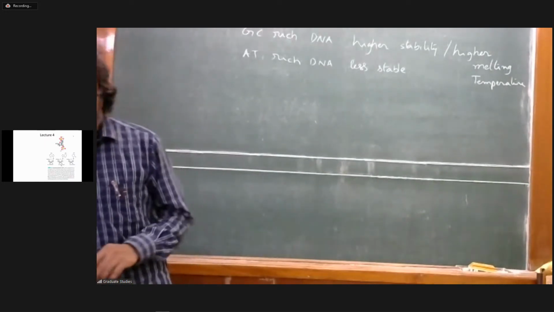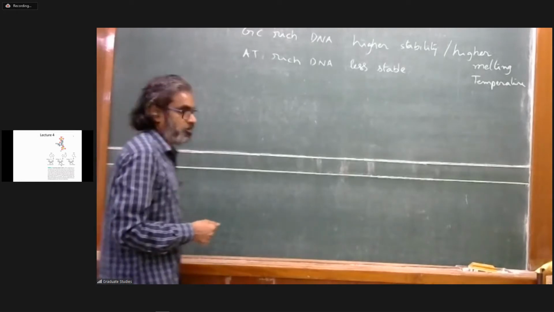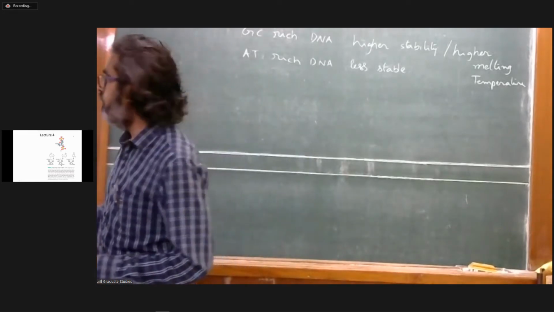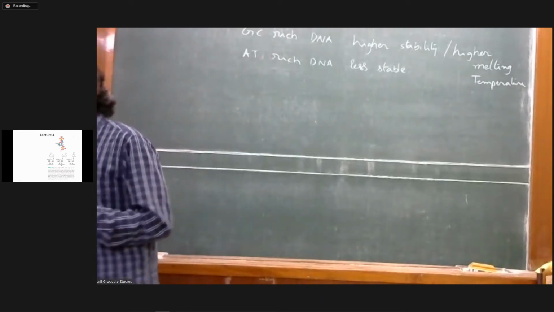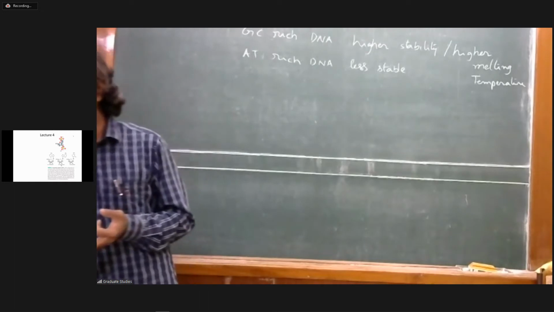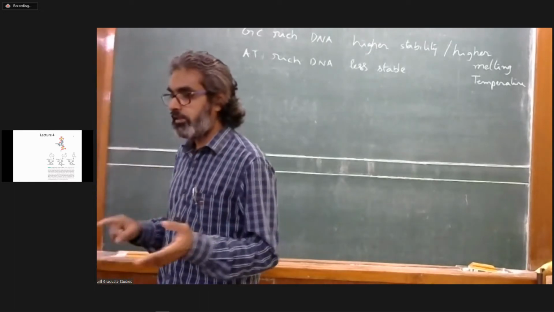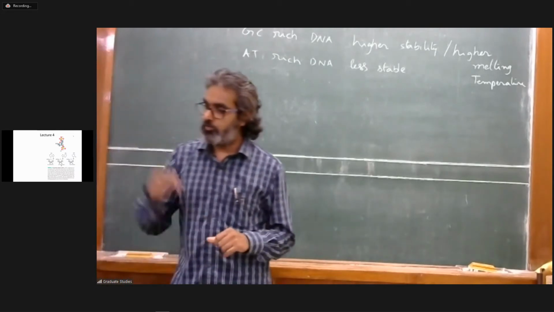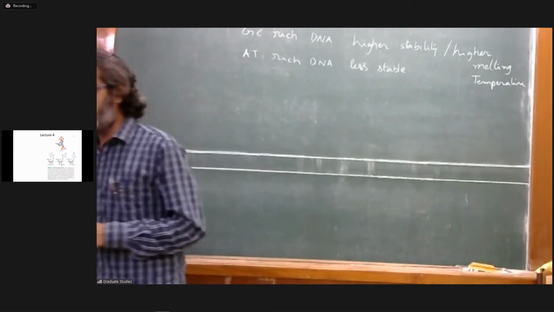Today's class is again coming back to this structure. If you see this structure, polynucleotides have base, sugar ring, and phosphates. Bases are connected to sugars, sugars are connected to phosphates, and phosphates connect to the next nucleotides.